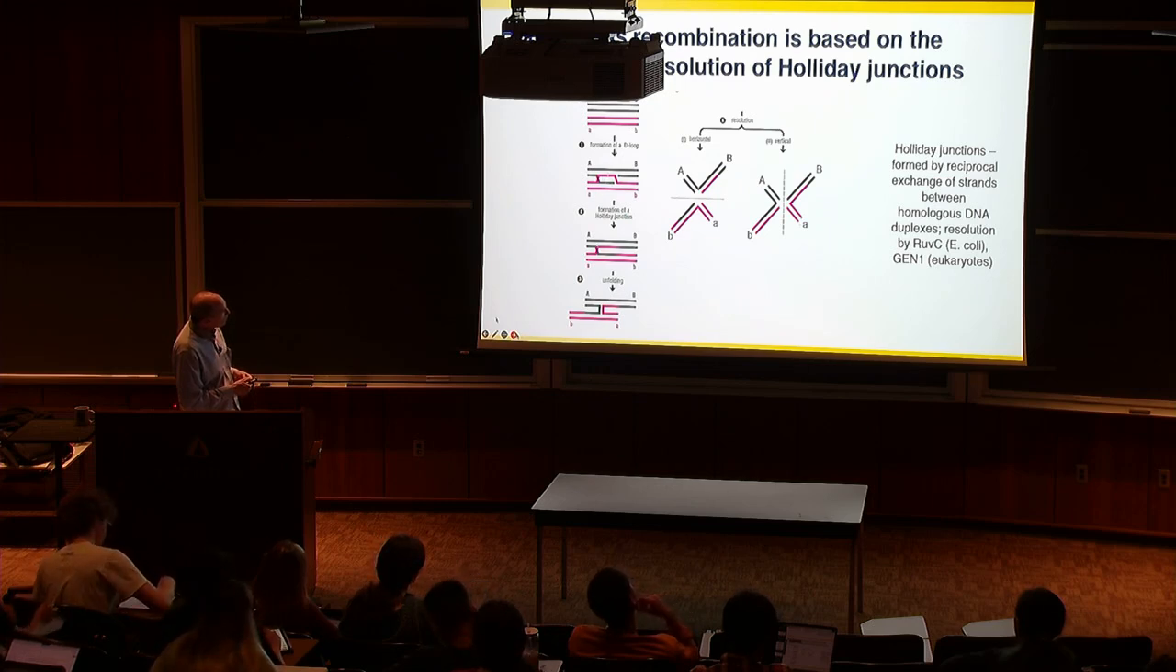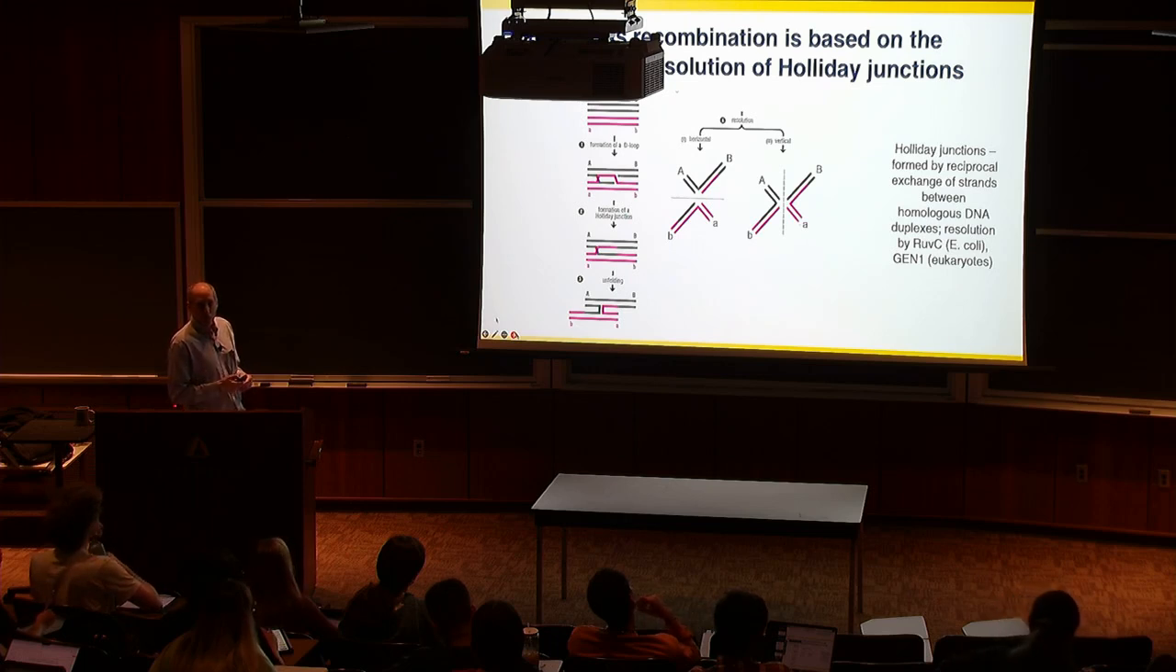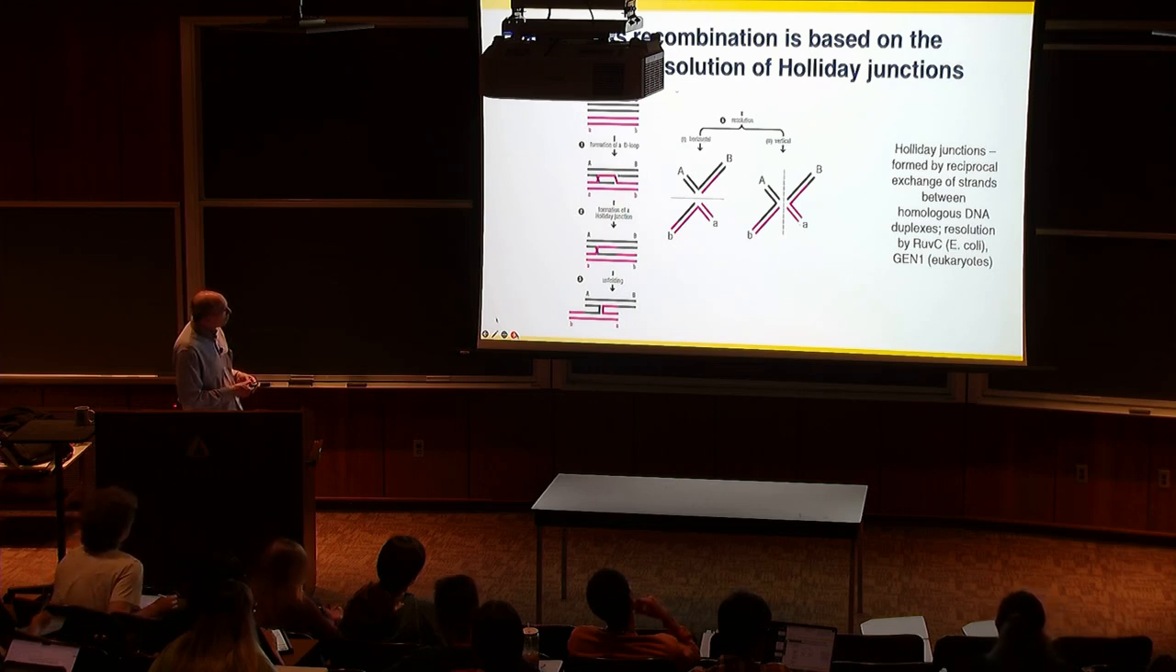And you could also imagine then a cut across this region on the right. Can everyone see this little dot? It's kind of tiny. You can see it way in the back? Okay, good. So you could imagine a cut here as a next event, and then the nicks could be sealed up. And if you did that, you would get this intermediate with a single crossover, and this is the Holliday intermediate, and a little bit of DNA that's already been exchanged between the two.